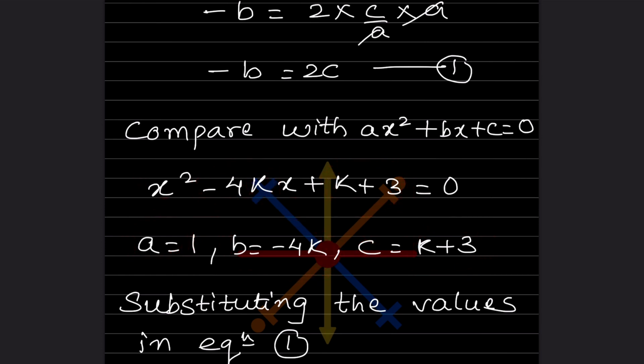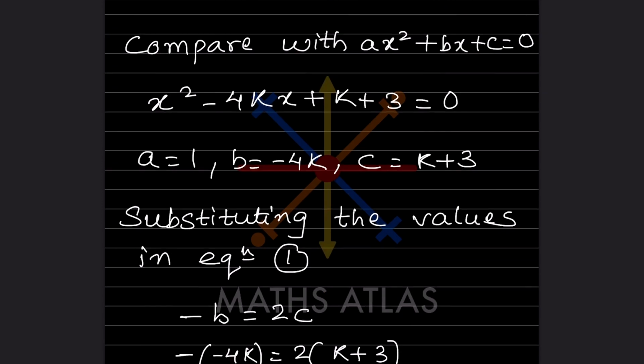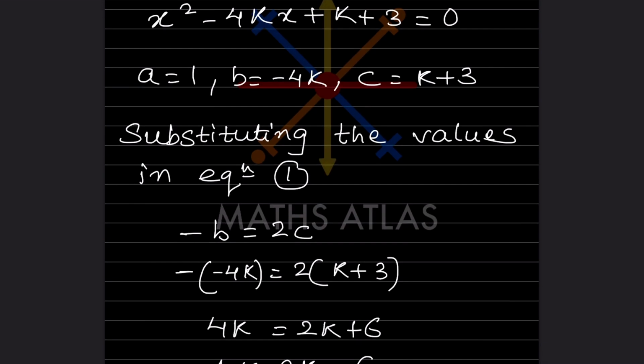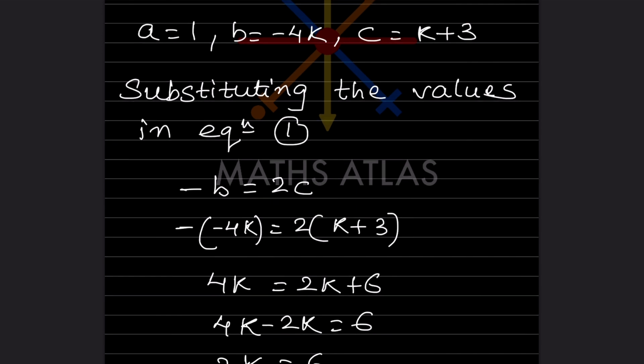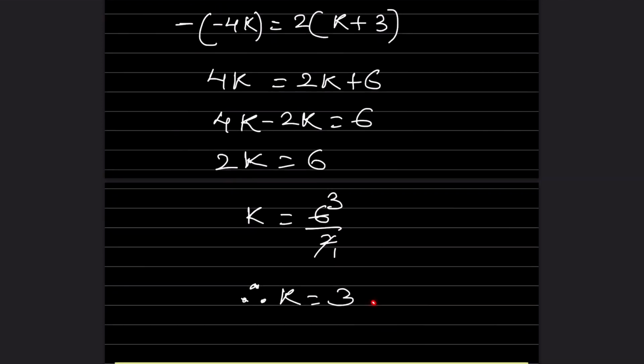Now what are you going to do? You are going to substitute these values, from the standard form, into equation 1: minus b is equal to 2c. So minus is outside, b is minus 4, and 2 into c. Minus minus becomes plus 4 equals 2k plus 6. Taking k to this side, that is minus 2k equals 2, so 2k is 6 and k is 6 by 2, which is 3. Hope you got this one. That is what they asked for, the value of k.